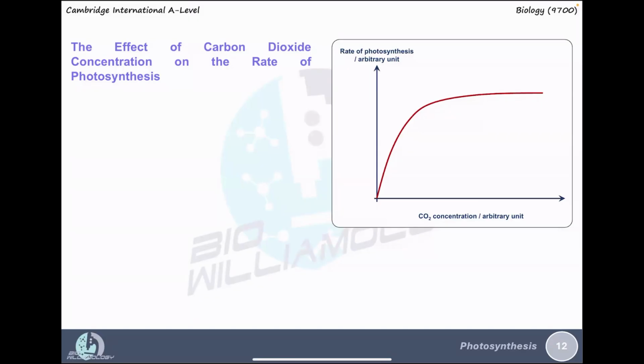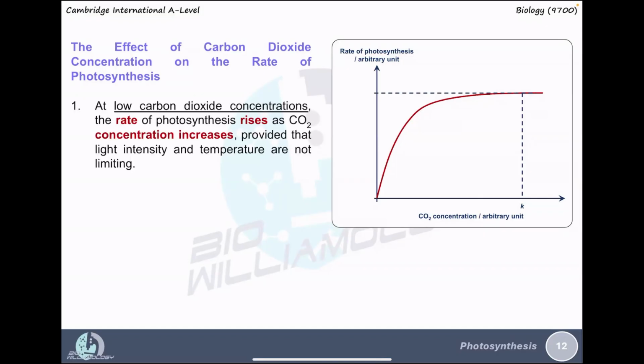And this indicates that CO2 concentration acts as a limiting factor. However, above K units of CO2 concentration, the rate of photosynthesis is constant. Why? Because CO2 concentration no longer acts as a limiting factor, and other factors such as light intensity or temperature are too low for the reactions to continue, or for the reactions to increase the rate.